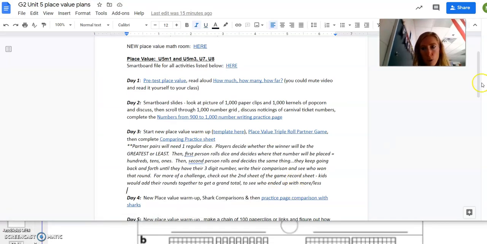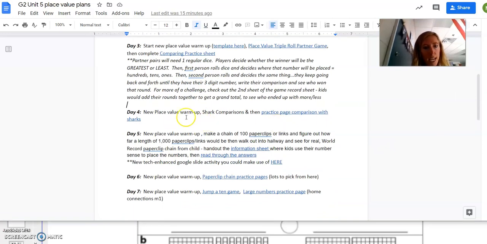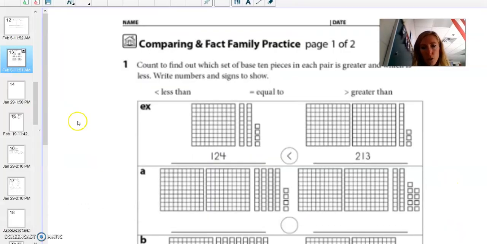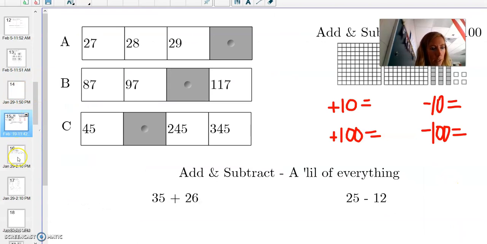So now I go to day 4. And now I have, again, new place value warm-up. I have a shark comparison noticing, and then a practice page. Okay, so it kind of rolls like that. So if I look at the Smartboard file again, oops, I clicked on a link, go back to it. Here is the place value warm-up.